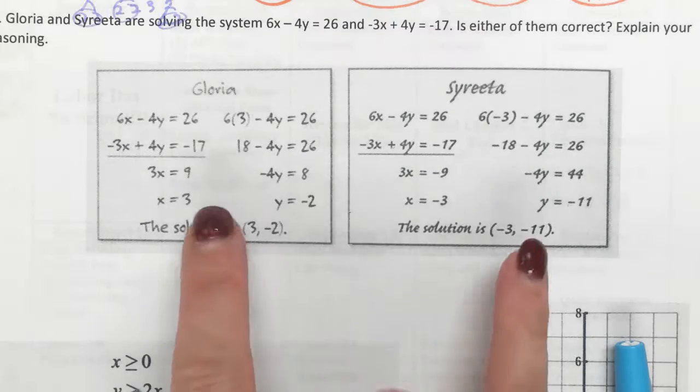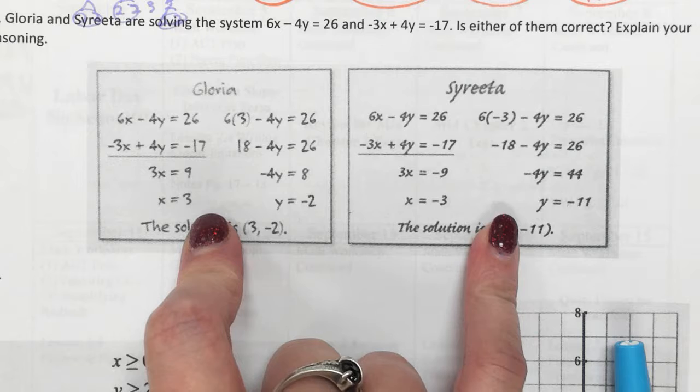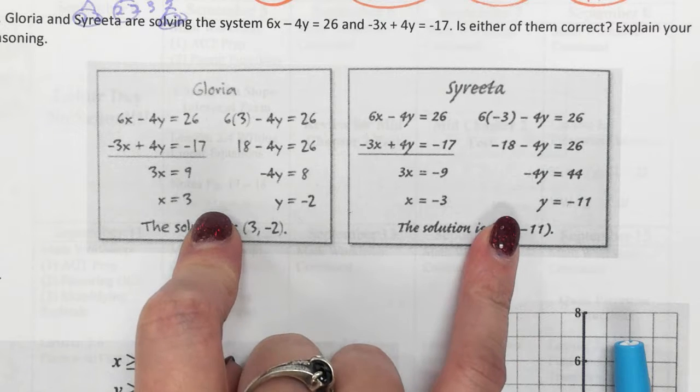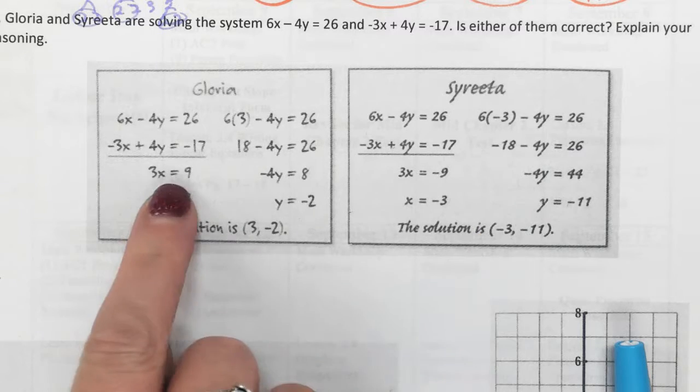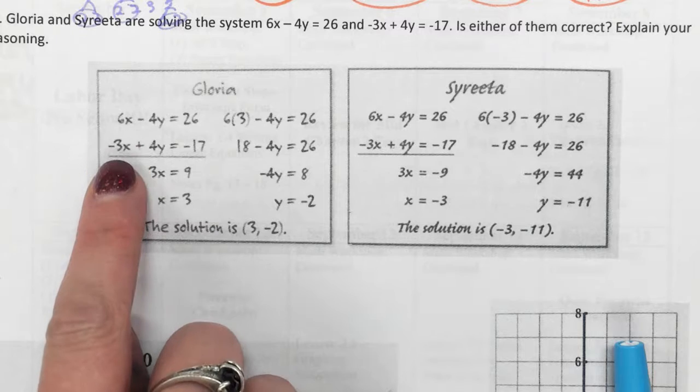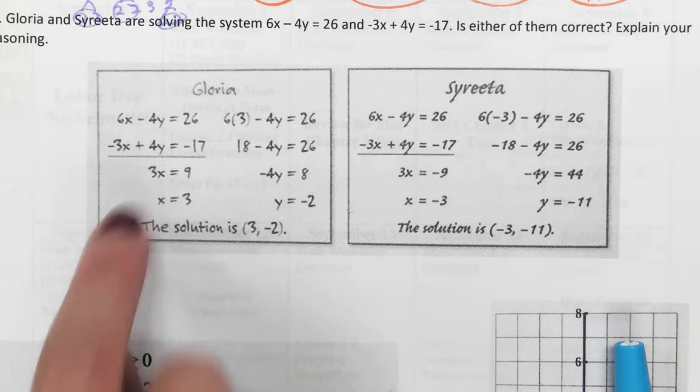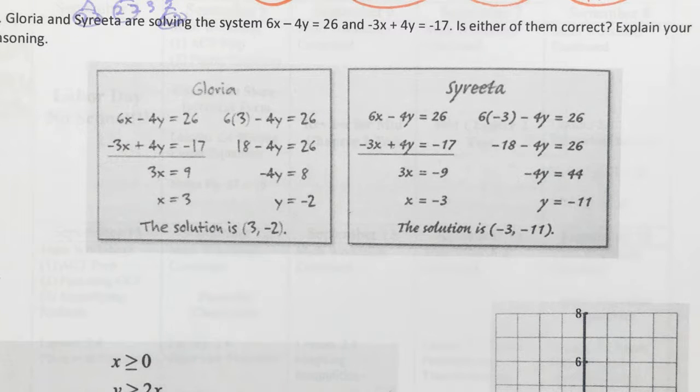So look at this one right here. You got Gloria and you got Sarita. So what way did they use graphing? No? Did they use substitution? Yes. They used elimination? Okay. So how did they get 3x from 6 and negative 3x? Did they add them or did they subtract them? They add 6 and negative 3 to get 3, or did they subtract 6 and negative 3?